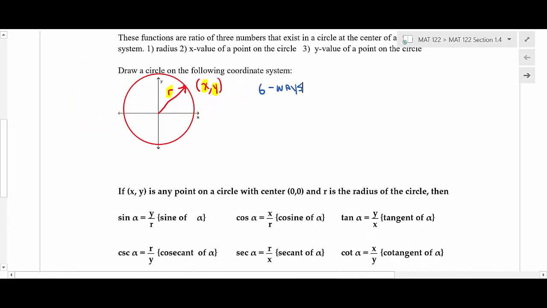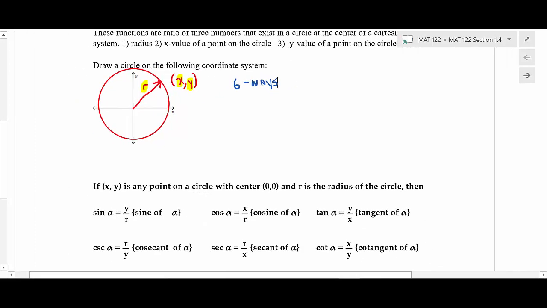So if you look down at the bottom of or below this on your handout, you'll have the sine of alpha. And we do need to put like an angle alpha in there. So the sine of alpha is y over r. The cosine's x over r. And then the tangent's y over x. And then we can do this way. Cosecant's r over y. Secant's r over x. And the cotangent of alpha is x over y.